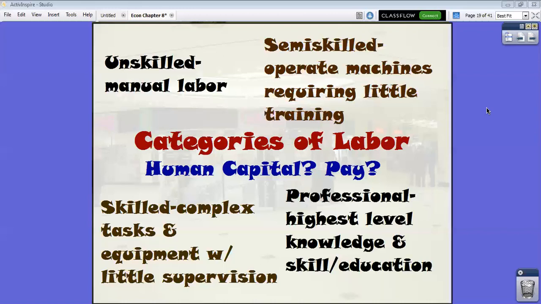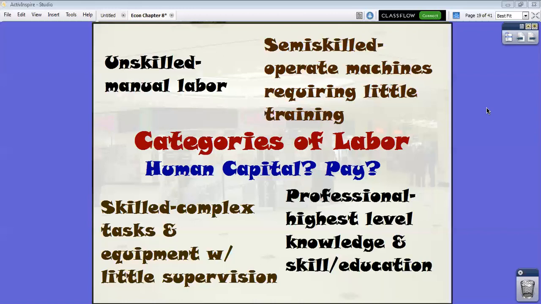The next type of labor would be skilled labor, and now we're starting to introduce machinery and labor that would require skill and education to be able to master. And these skilled workers can work without supervision due to the nature of their education. The highest level of labor would be our professional, and this would be labor that has spent much time in education and has a large amount of skill and knowledge that they can apply in their job.